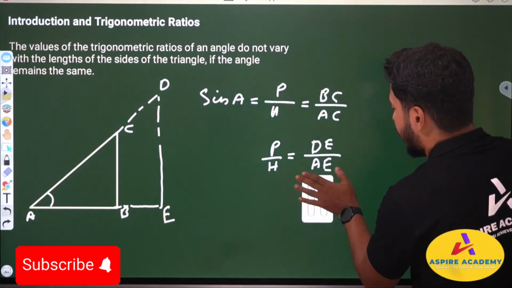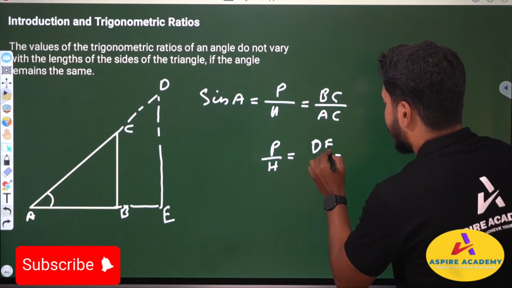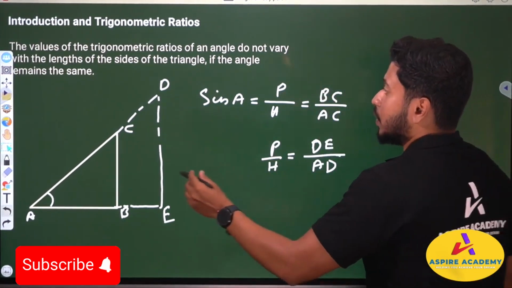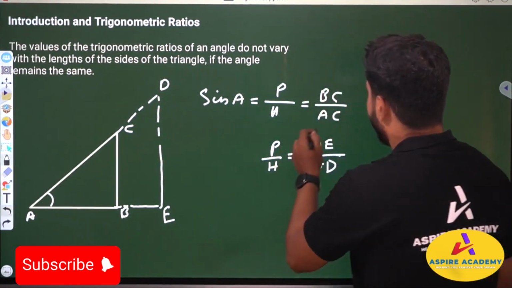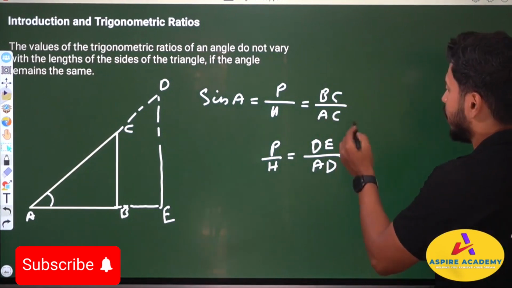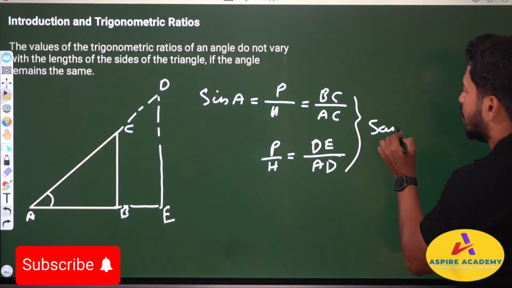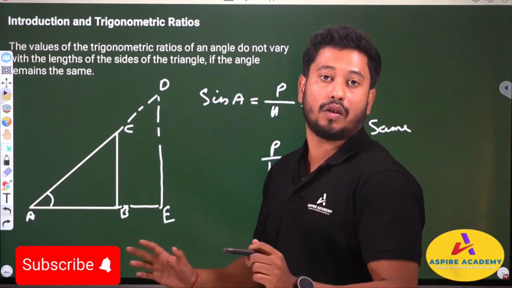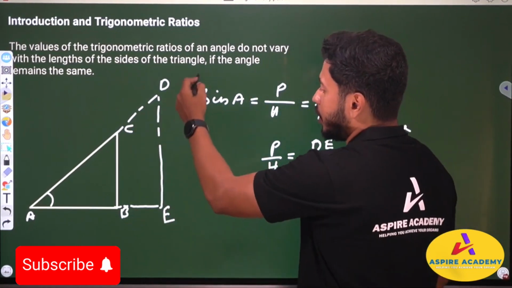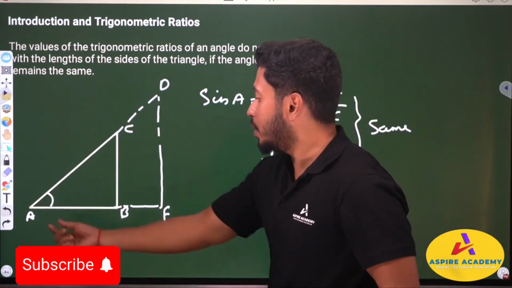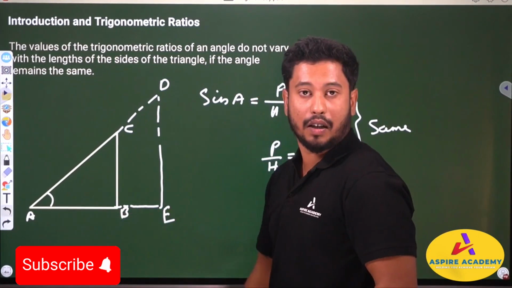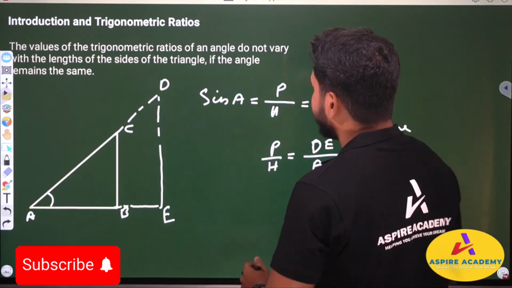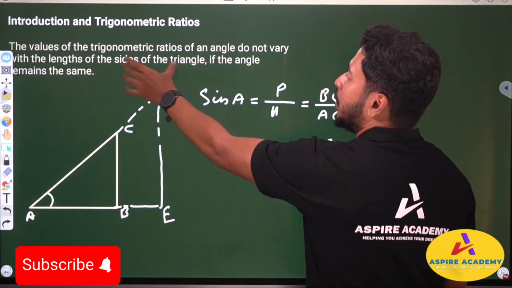DE by AD, okay. So according to this line, the ratios BC by AC and DE by AD will be the same. Why? Because the trigonometric angle is constant. So if we increase the lengths of the sides while keeping this trigonometric angle constant, then the ratio will not change, the ratio will stay constant, right? So this is the meaning of this line.